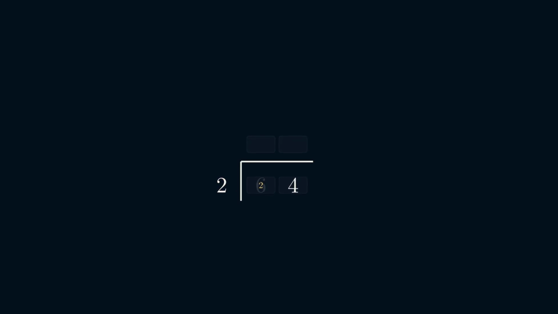2 fits into 6 3 times. The 3 settles above the 6. 2 fits into 4 2 times. The 2 settles above the 4. So the answer is 32. And that answer makes sense. 0.2 is a small group, so many groups can fit inside 6.4. 32 is not a surprise. It is exactly what the scale has revealed.